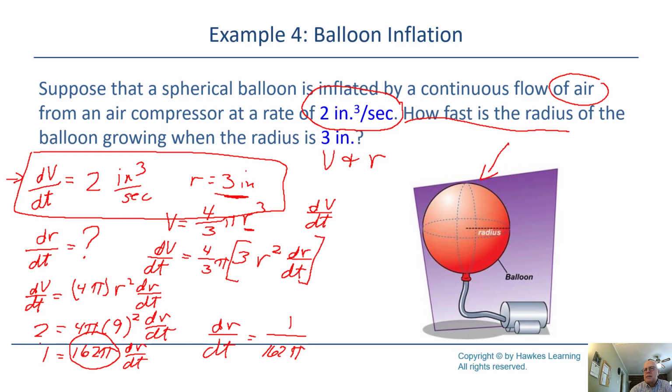What are the units? Well, we can just look back here. What's the radius? Well, it's in inches. Inches per, and this is time, second. This means that the radius is expanding at 1 over 162 pi inches per second.